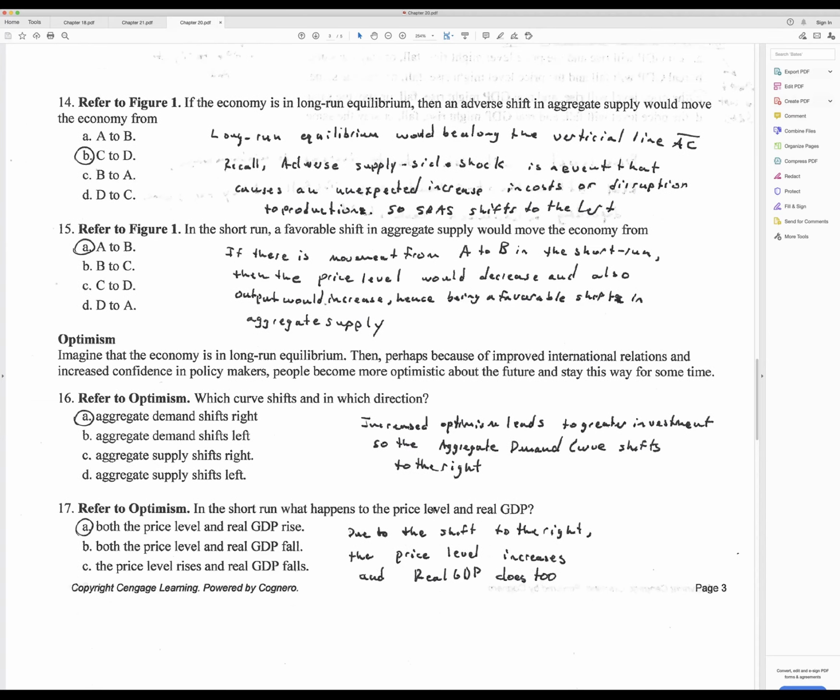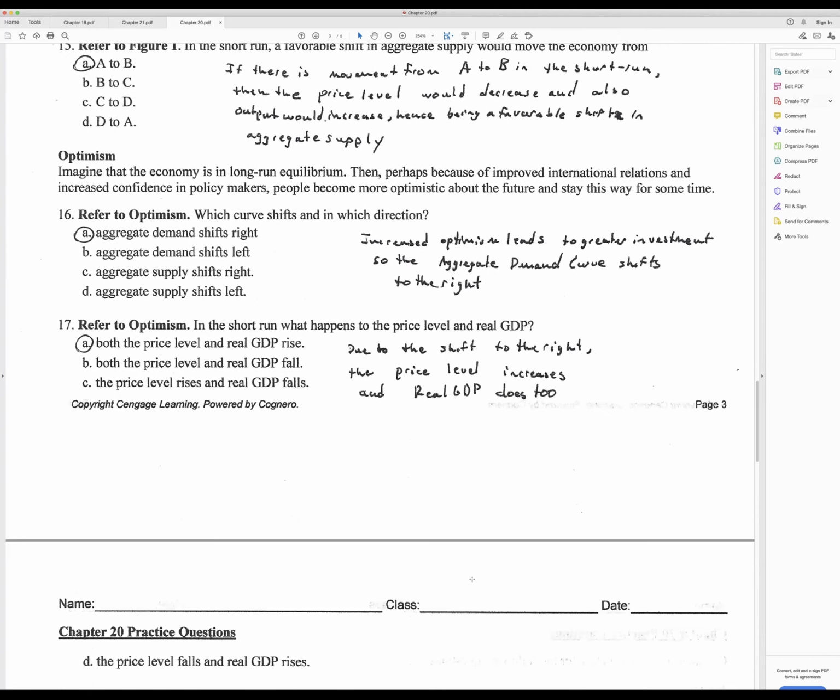In the short run, what happens to the price level and GDP? We know that if the aggregate demand curve shifts to the right, then both price level and real GDP are going to rise. And I kind of talked about that earlier on, so I won't go too much into that.